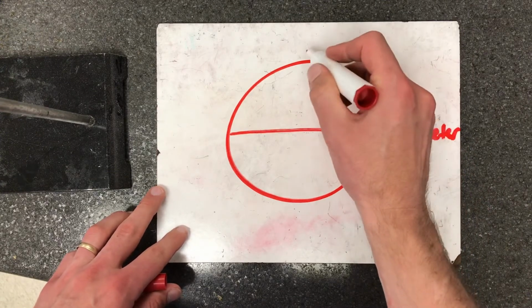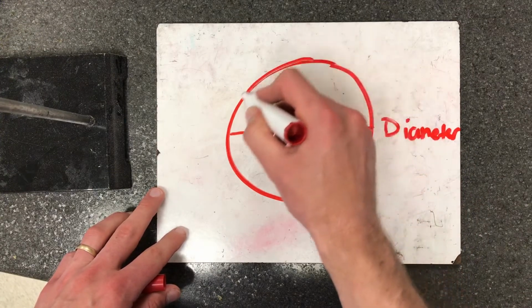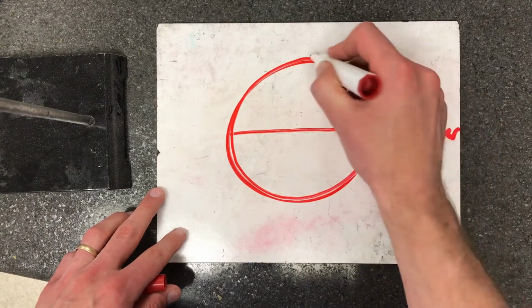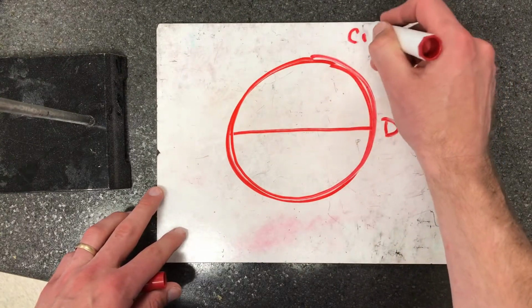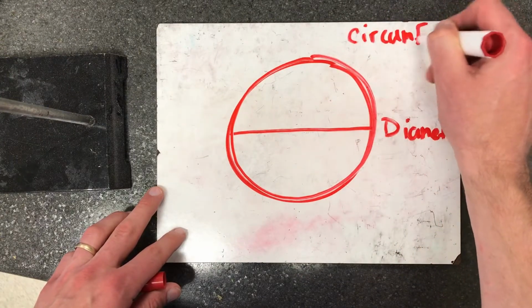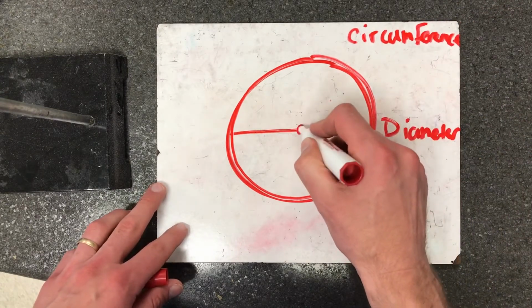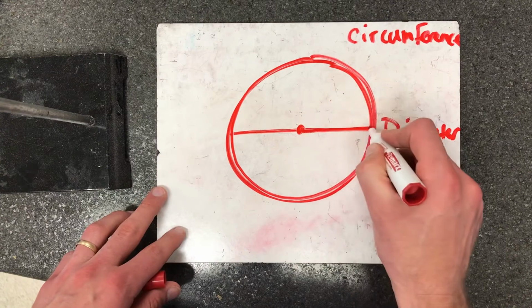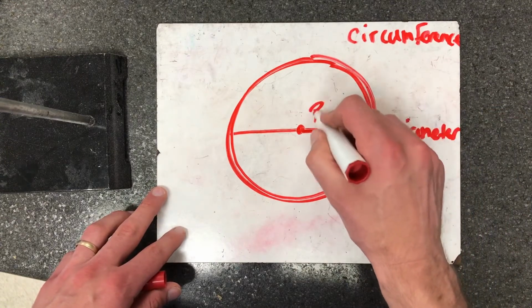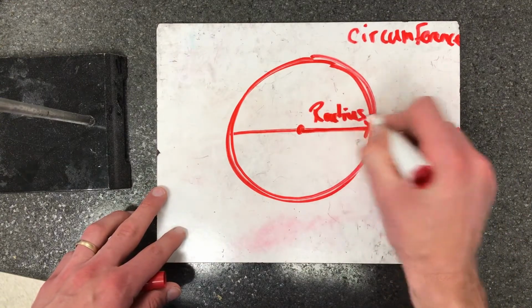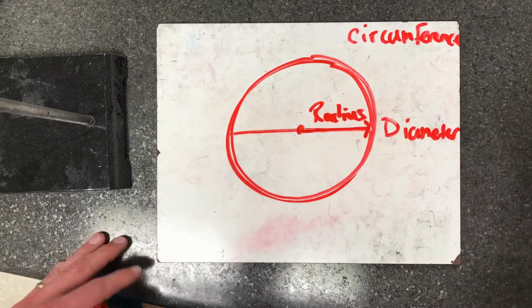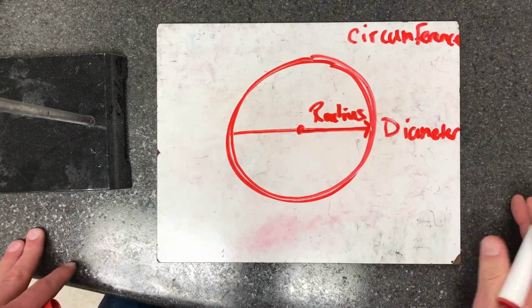We've got the measurement around the outside of the circle. We call that the circumference. And we've got the measurement from the middle of the circle to the outside, and we call that the radius. And we can find the radius by finding the diameter and dividing it by 2.